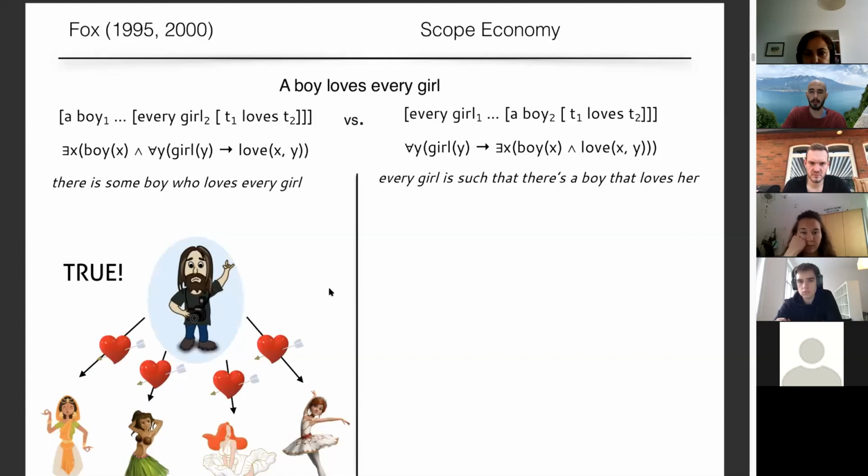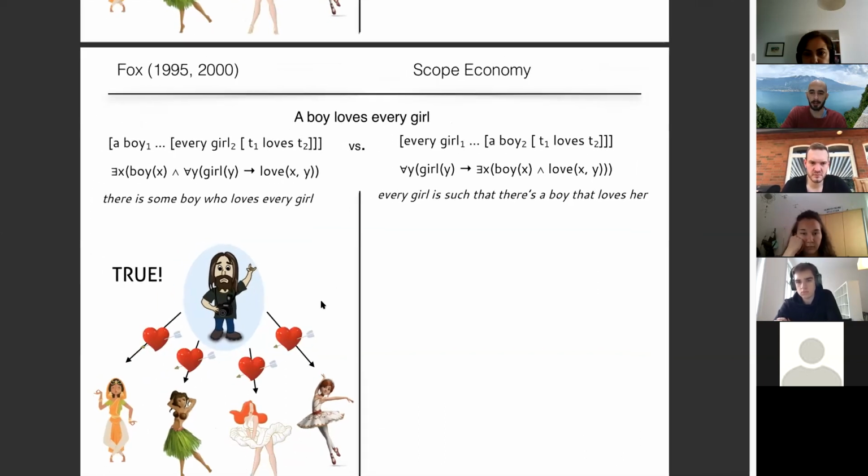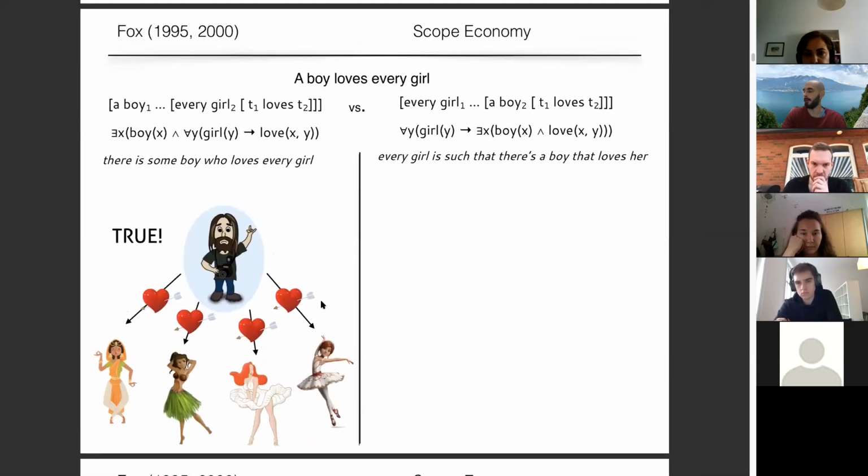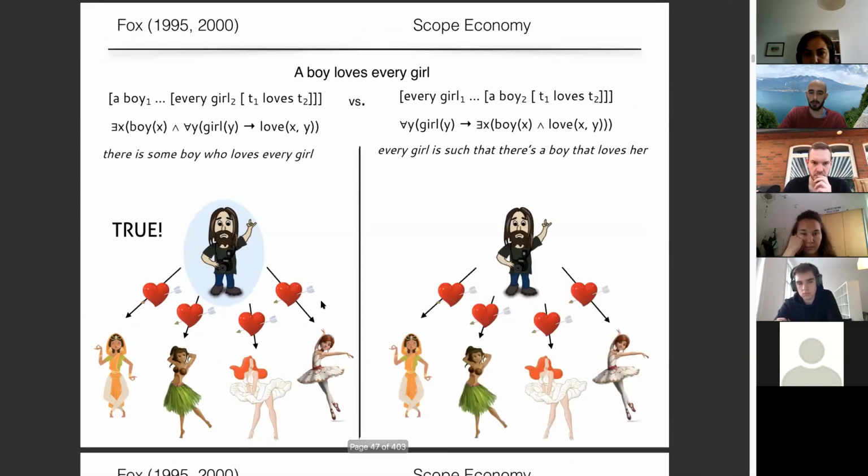Every girl is such that there is a boy that loves her. Same situation. Do the same trick. Let's pick this girl. It is true that someone loves her. This girl, someone loves her. True. Okay? So by taking this particular context, we find that these two sentences are both true.